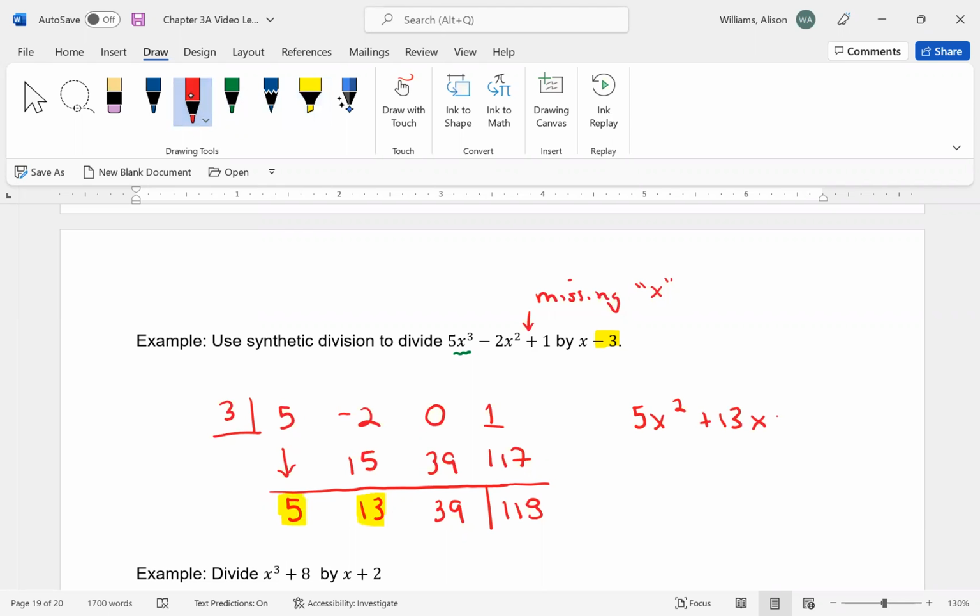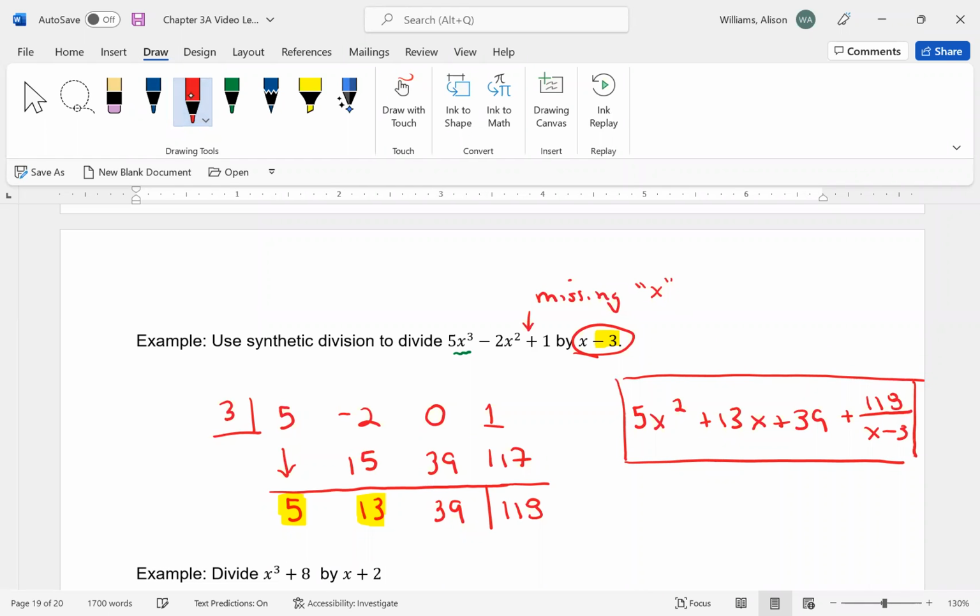And then plus 39. Now, to write the remainder, what they do is they take the remainder and they put it over what we originally divided by, and they write it as a fraction. So whenever you see that, you know that the remainder wasn't a 0. It was something else. And what that means is that x minus 3 didn't go in evenly. But that's fine. We could still do the division, and this would be the result.